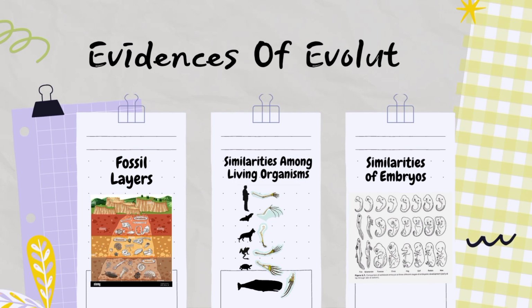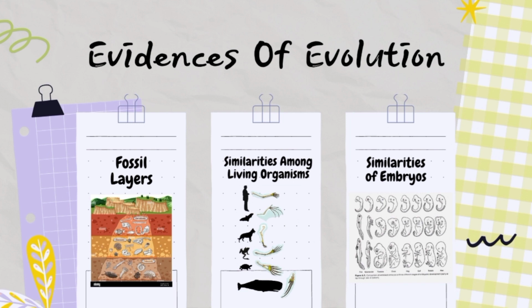Now let's take a look at some of the evidences of evolution. The first evidence of evolution that we have here is fossil layers. Fossil layers are fossils that are formed in sedimentary rock. Sedimentary rock is a rock that is formed in layers by decomposing and pressing of sediments on top of each other. The next evidence of evolution that we have here is similarities among living organisms.